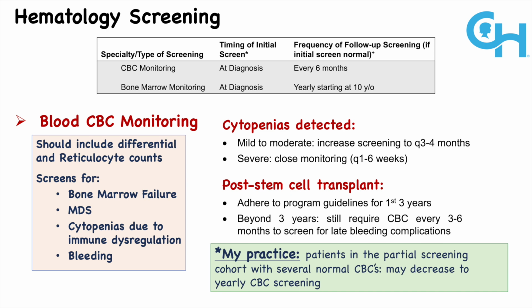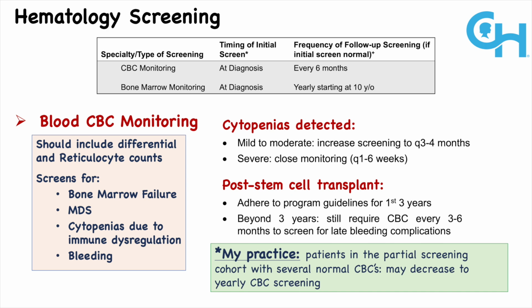So if you do detect cytopenias, that increases the frequency of screening, and Dr. Bertucci covered that earlier today. For patients who are post-stem cell transplant, you're not necessarily out of the woods of needing CBC screening, specifically because of the bleeding risks that patients can have as they get older, so it's still recommended that we get a CBC every 3 to 6 months.